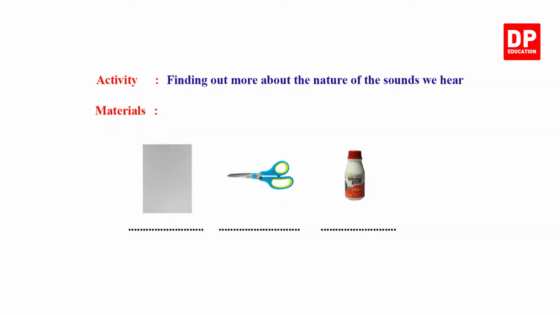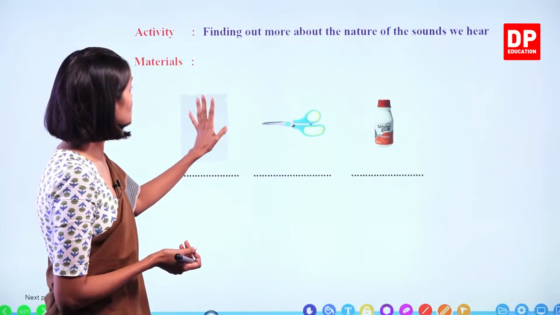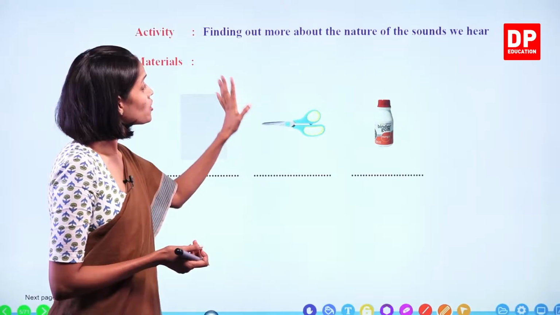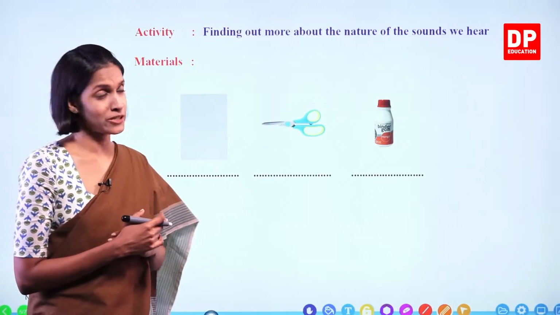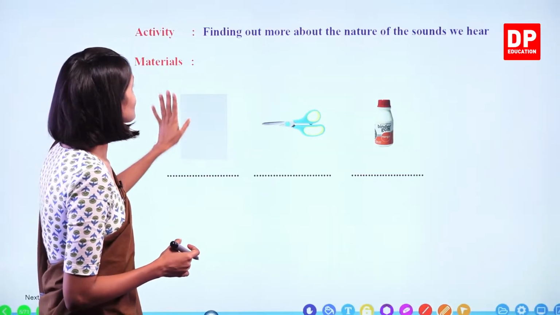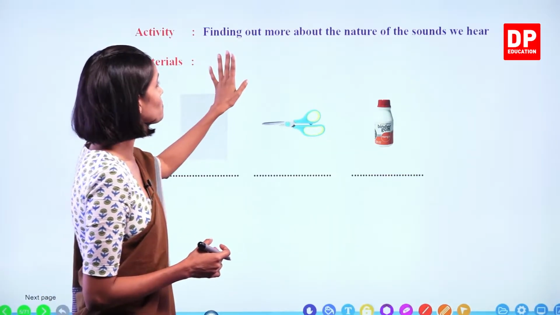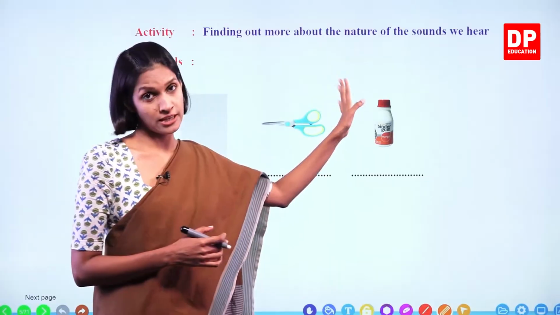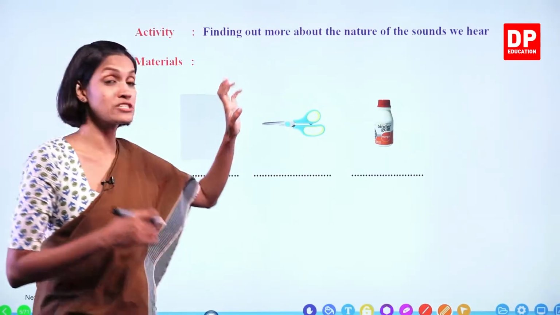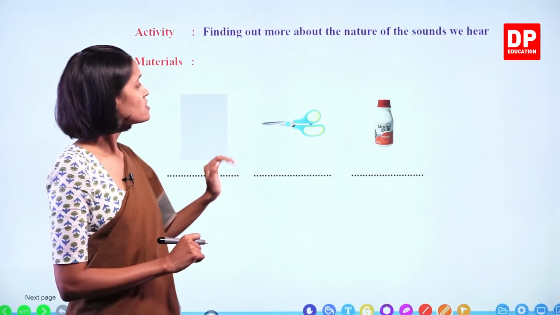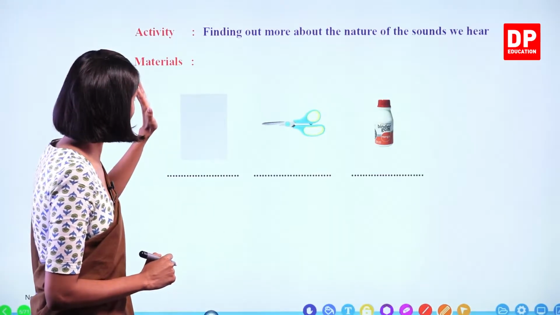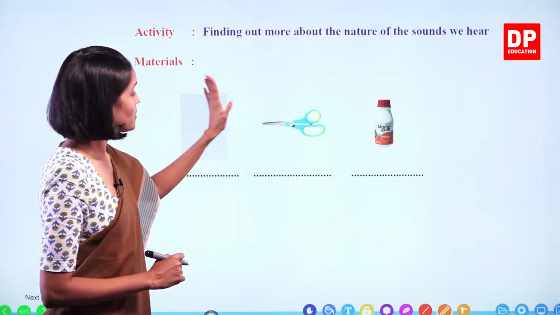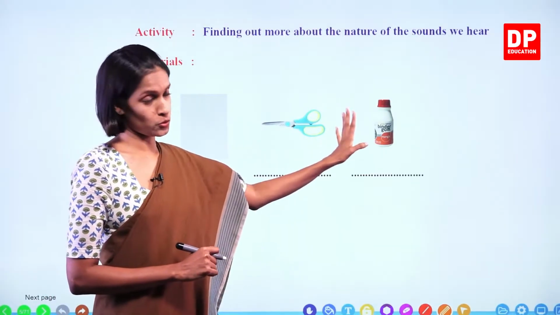Right, children. Now we have another activity to do. So we are going to do this activity to find out more about the nature of the sounds we hear, okay? So we are going to listen to the sounds better. So what are the things we need, children? To do this activity, we need bristle boards and a pair of scissors and glue, okay?